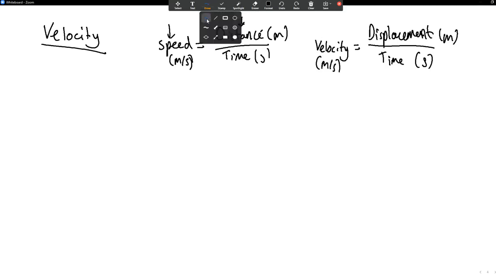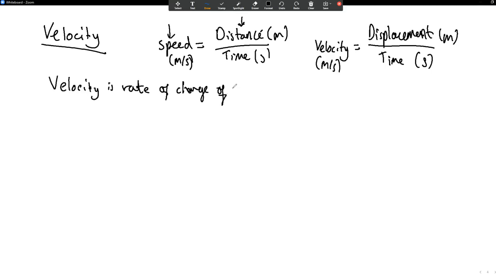So if your displacement is negative, and speed is also the rate of change of distance, then velocity will be the rate of change of displacement. Velocity is the rate of change of displacement, because it's displacement over time. So for example, if you were going in a negative direction, you'd have negative velocity.